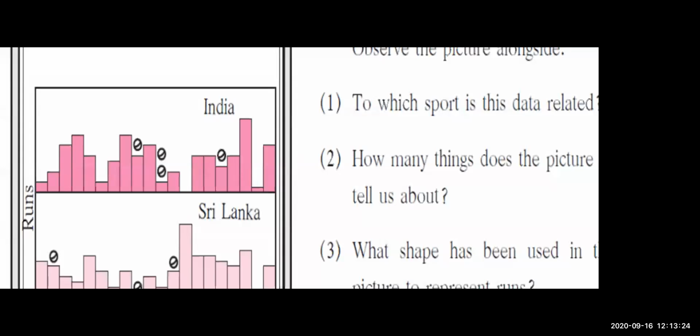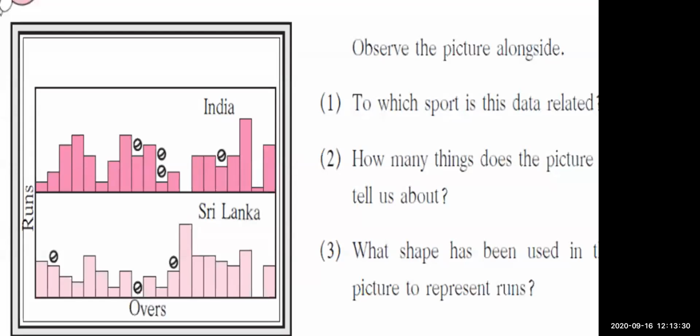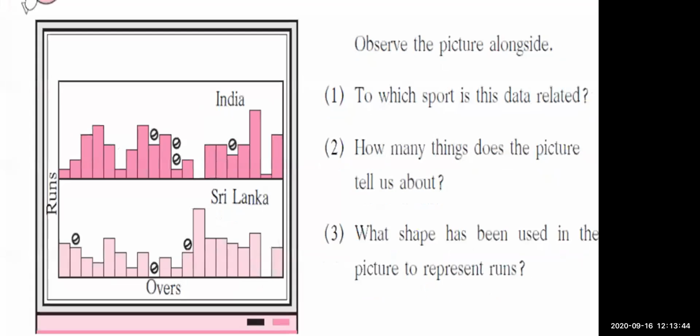So by observing this picture, we have seen these pictures have shown the matches. These pictures are showing cricket. It is showing the match between India and Sri Lanka, overs, runs, and it is of bar shape. So today we are going to learn chapter number 6, that is bar graph.